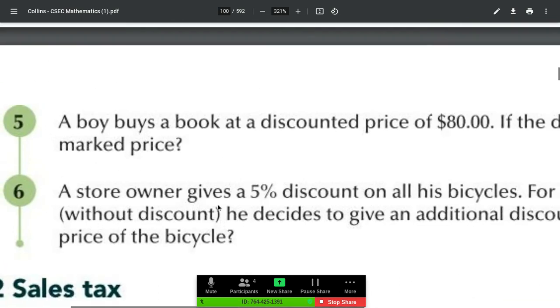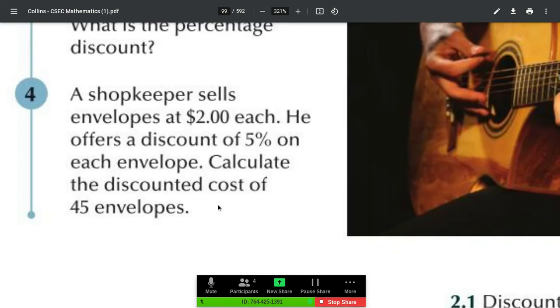Sir, I'm not done, sir. All right, let me go back up. So I'm actually typing it in the WhatsApp group. Oh, smart. So the others could see it, right? He offered a discount.